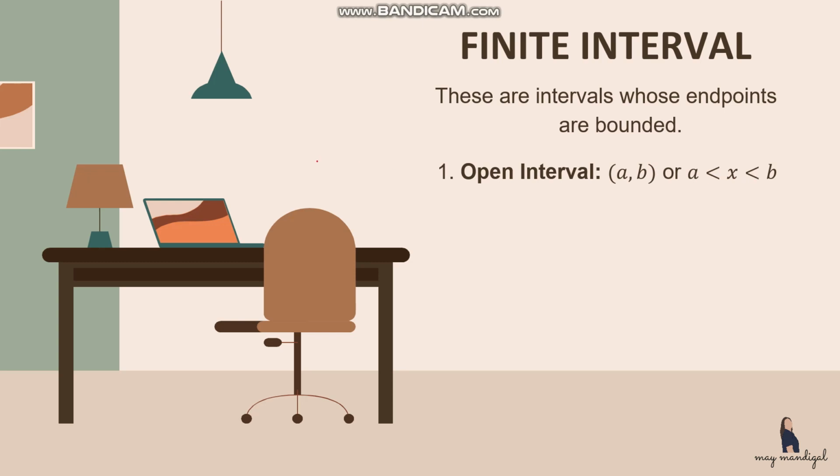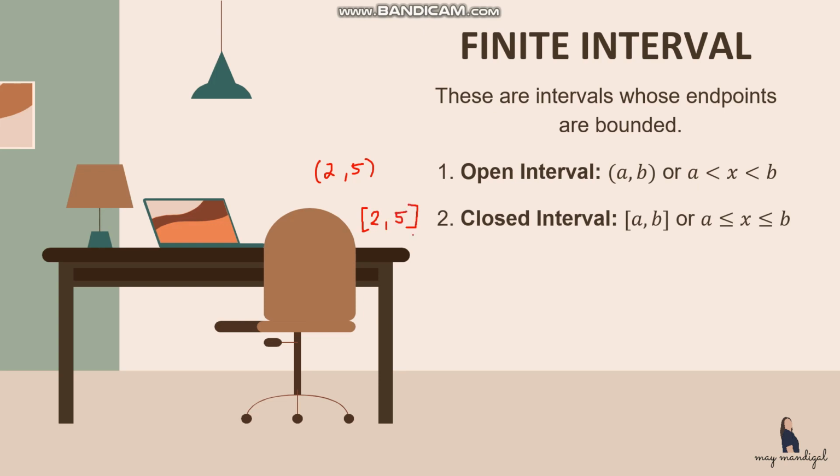An example of this will be (2, 5). That means we will be considering the values of x from 2 to 5, but the boundaries are not included, or 2 and 5 are not included. We also have the closed interval. In this case, the boundaries are included, so they're part of our values of x to consider. So x is greater than or equal to a, but less than or equal to b. For example, let's use 2, 5 again, but this time, 2 and 5 are both included. So the boundaries are included for a closed interval.